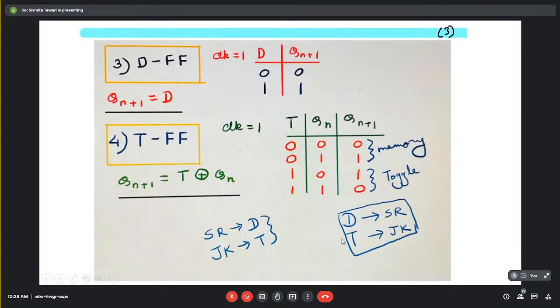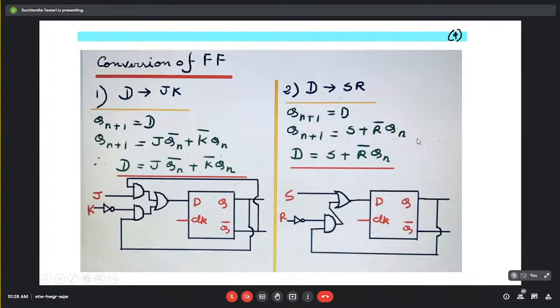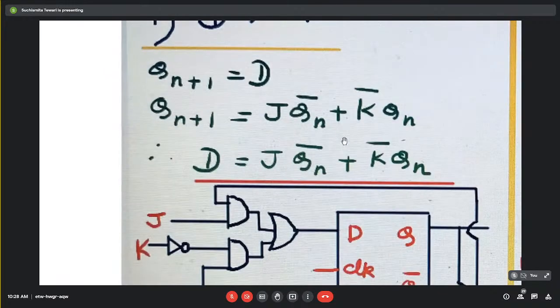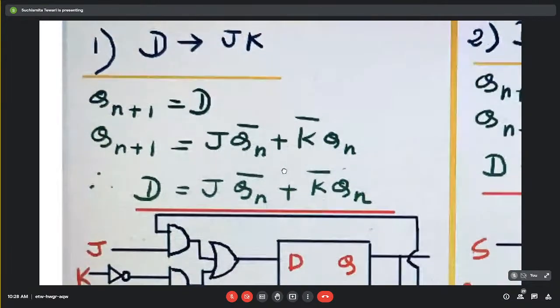But if it is the other way around, if you are asked to convert a D flip-flop into an SR flip-flop or a T flip-flop into a JK flip-flop, what will be the approach? Here is where these characteristic equations come into play. Suppose we are considering this particular D to JK flip-flop.